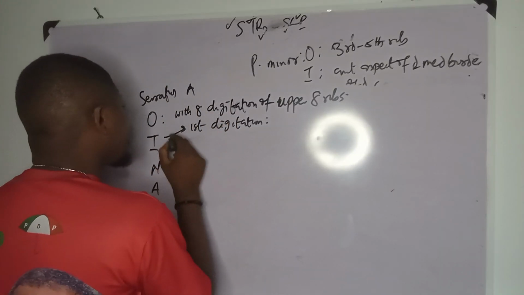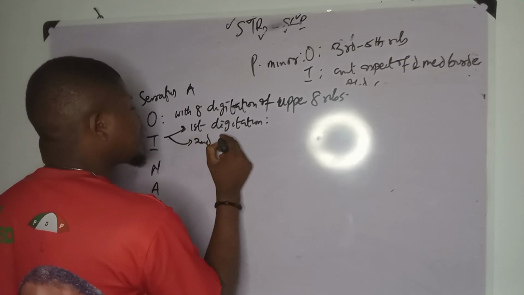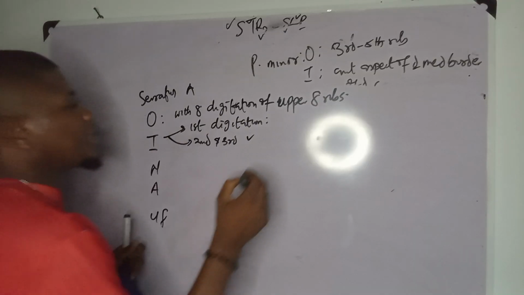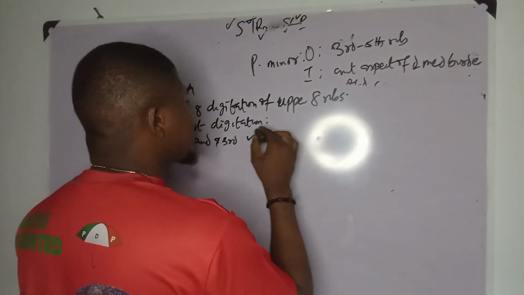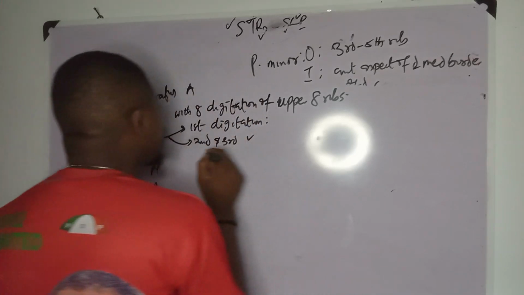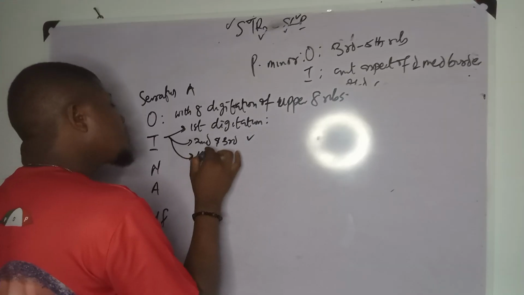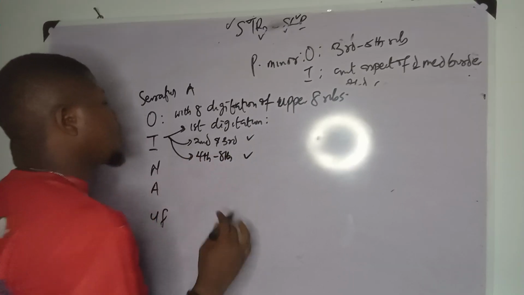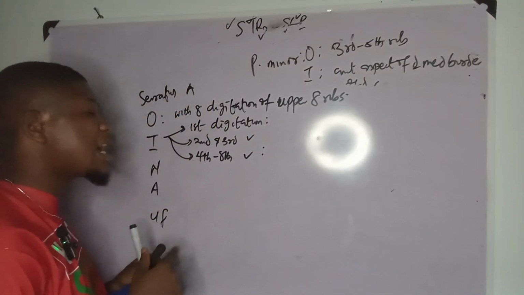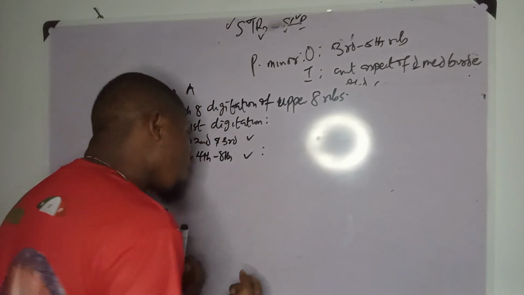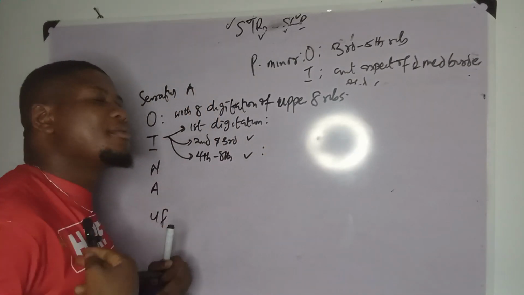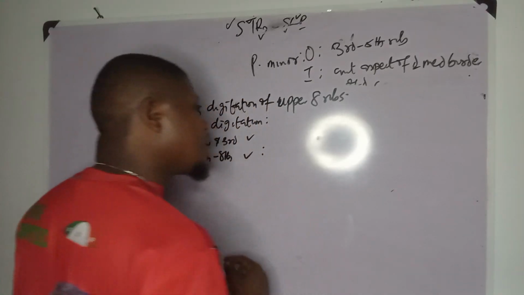Then the second and third digitations insert at the whole of the ventral aspect of the medial border. Then the fourth to eighth digitations all join together to insert at the ventral aspect of the medial border towards the inferior angle of the scapula.